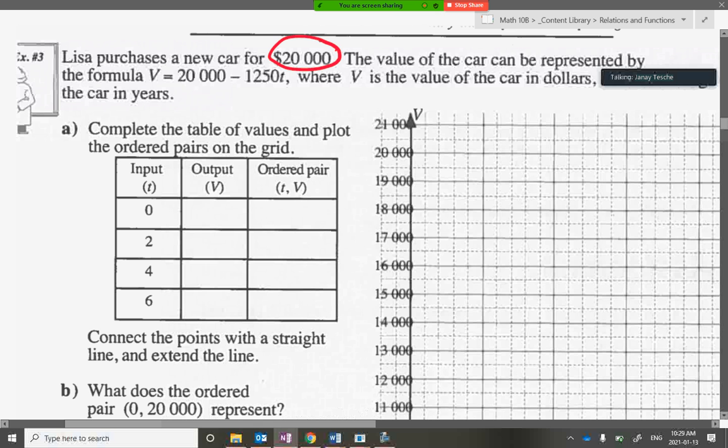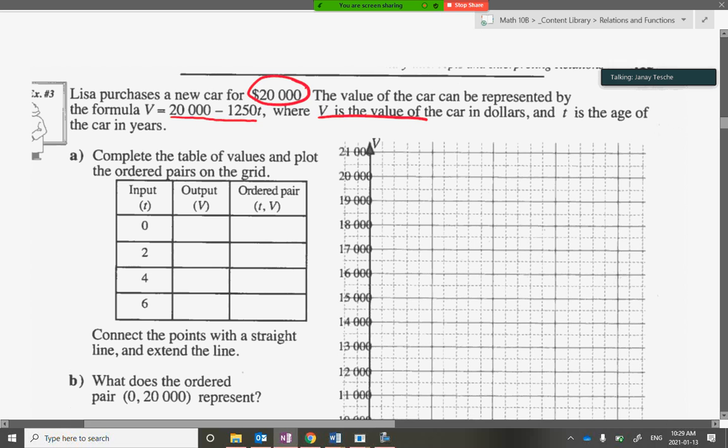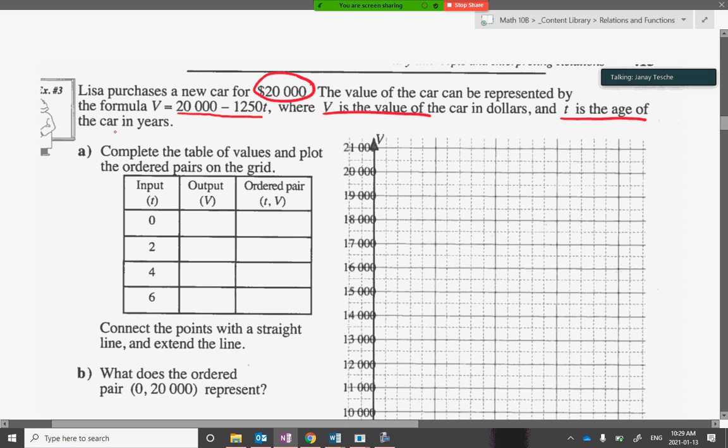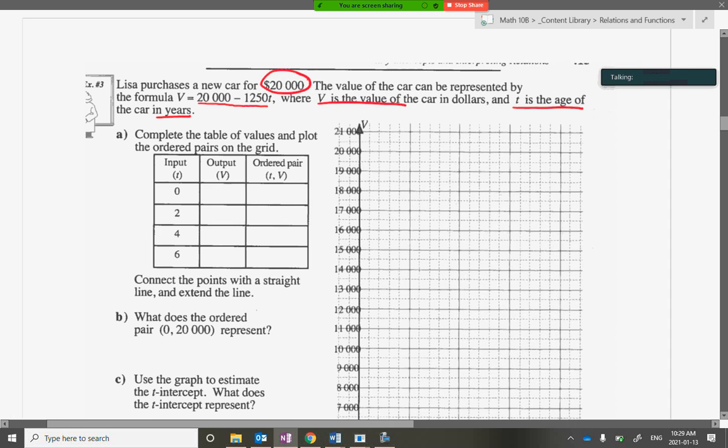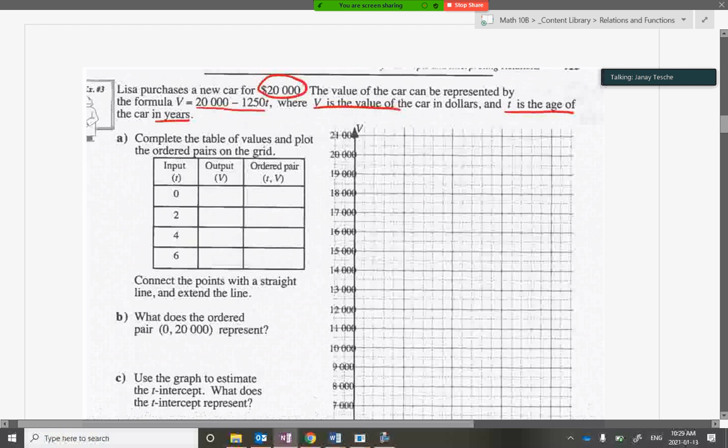The value of the car is represented by this formula, 20,000 minus 1,250 T. V is the value of the car in dollars, and T is the age of the car in years, right? Your car depreciates in value. Often it is a combination of years and mileage, how many miles have been driven on it, but they are not including mileage here. This is their equation.